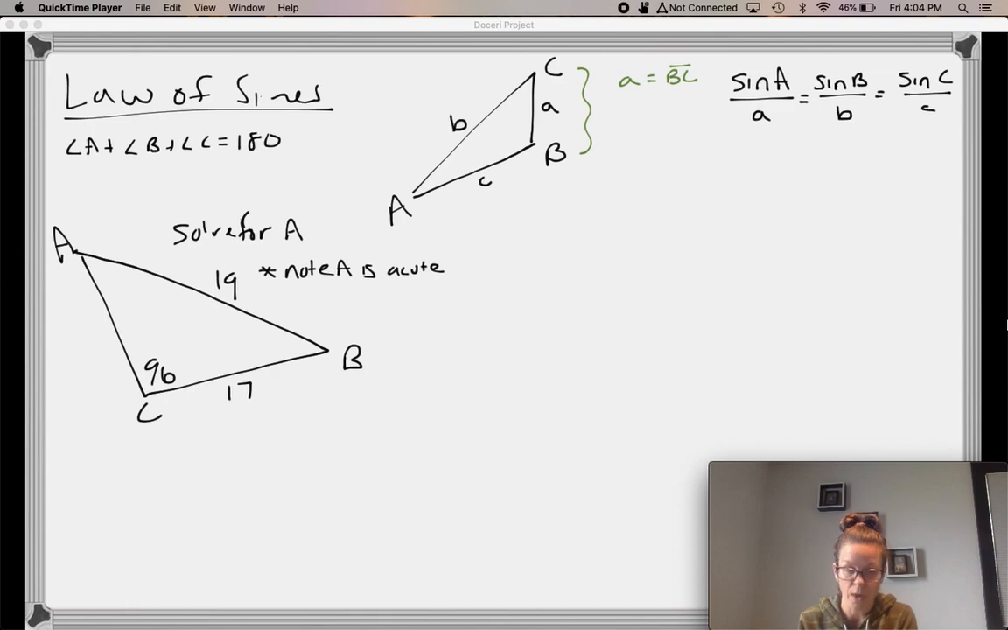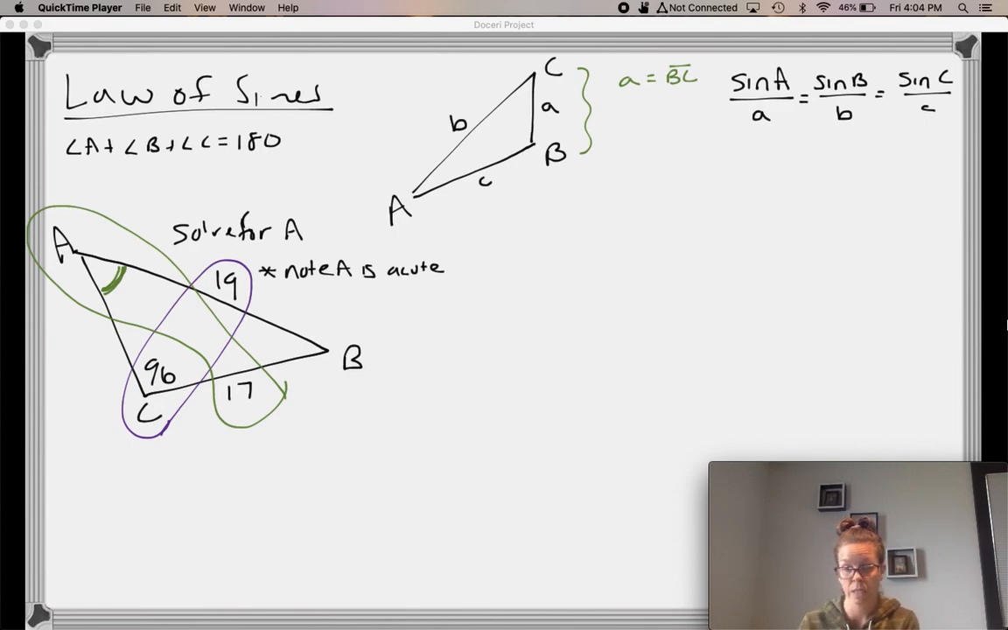All right, so we have to find our partnerships. So remember, we need to look for across from each other makes a partner. So there's one partner, 96 and 19 across from each other. That's good. And our other one, well, I want to know what angle A is. That's our question. And across from that, we have that 17. So we're ready to go then. It doesn't tell us what angle B is or side B, but we don't even care because we have enough information with those other two fractions.